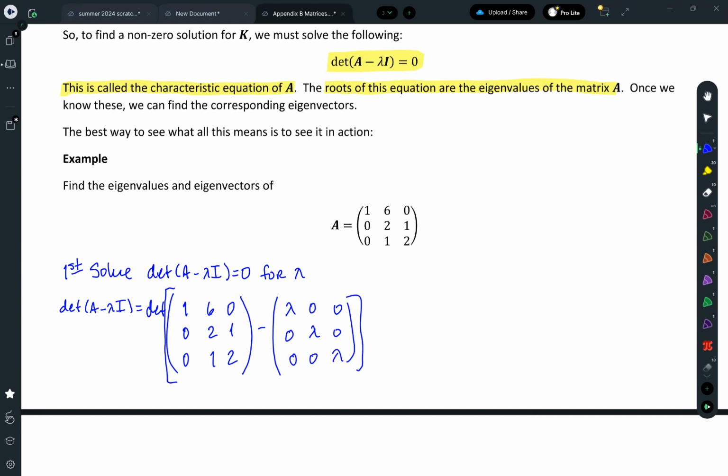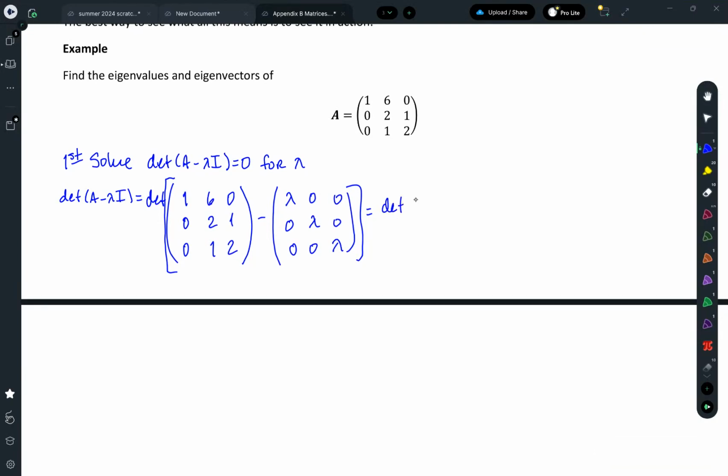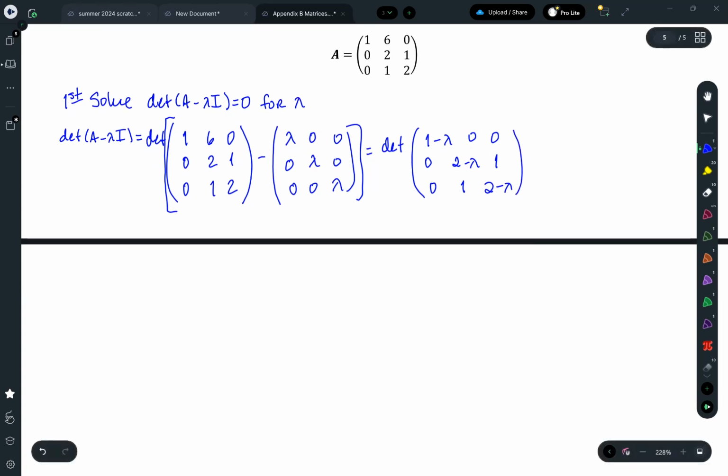Okay, so we want the determinant of this, which means that we are looking at the determinant of 1 minus lambda, 0, 0, and then we have 0, 2 minus lambda, 1, and then we have 0, 1, and 2 minus lambda. Okay, so that's what we want to take the determinant of. And I'm going to break this up into the pieces. So it's a 3 by 3. I need to deal with the rewriting of this. Remember our signs and everything.